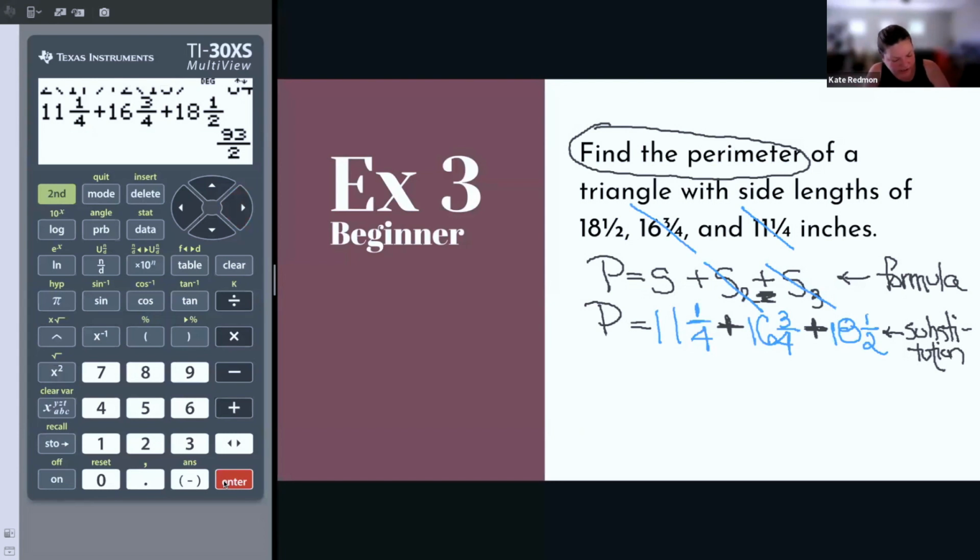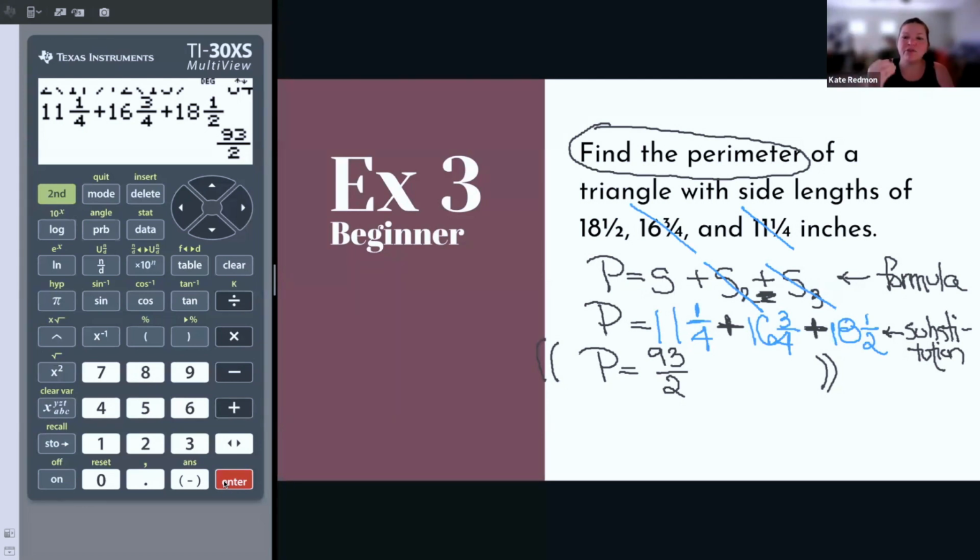It is a true answer, but it's kind of weird right now. So this says P equals 93/2. Now this is a correct answer. It's just not a normal answer. If I'm in the world of geometry and I ask you the perimeter of a triangle and you say 93/2, it's like, wait, how big is that? 93/2 is kind of hard to think about.